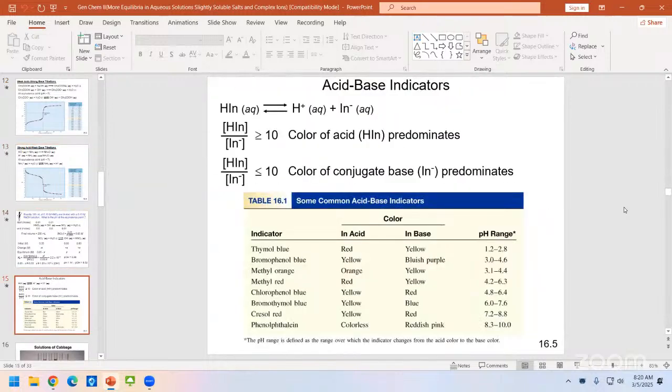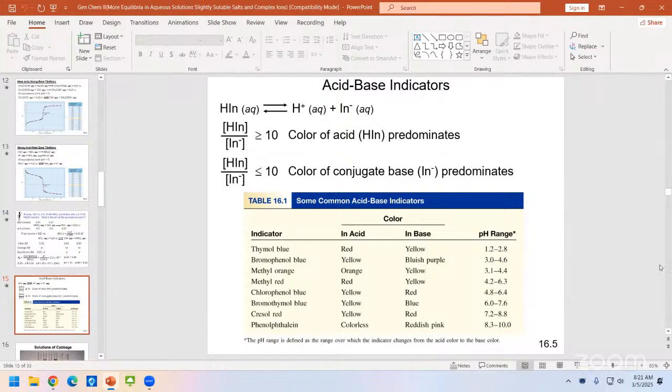Okay, so let's talk about indicators. I think I alluded to indicators earlier. These are substances which take on a particular color depending on the pH of the environment they're in. And these are basically dyes, right? And also they're basically weak acids or weak bases, right?